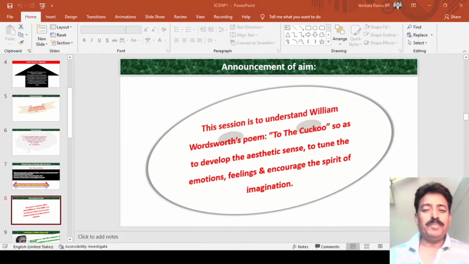After all these things, I have to announce to you the topic of today's discussion. The aim of this session is to understand William Wordsworth's poem To the Cuckoo, to develop the aesthetic sense, to turn the emotions and feelings, and encourage the spirit of the imagination.